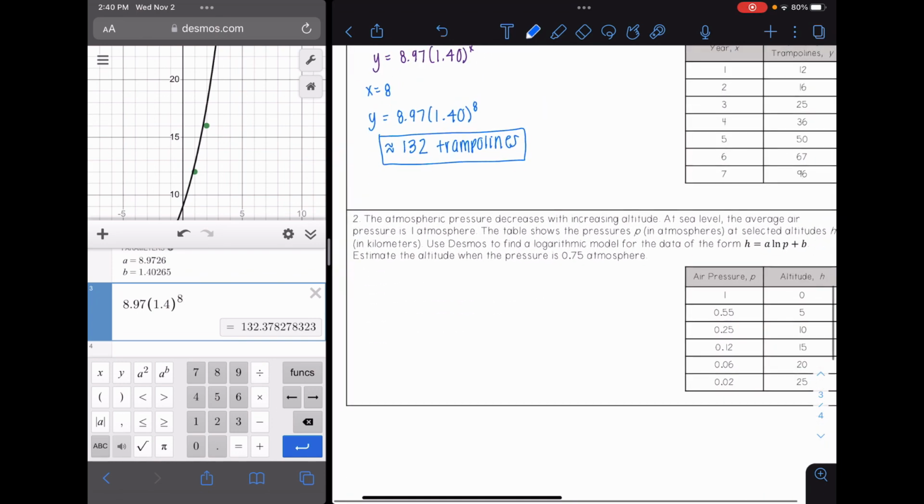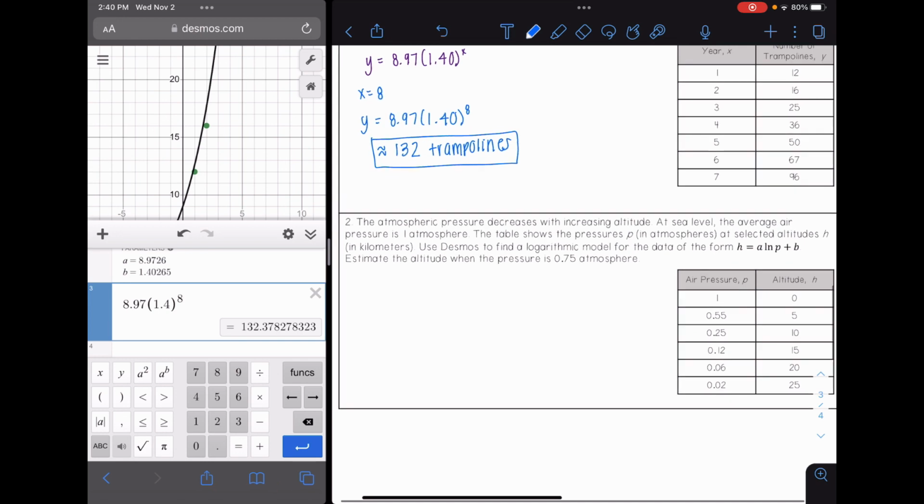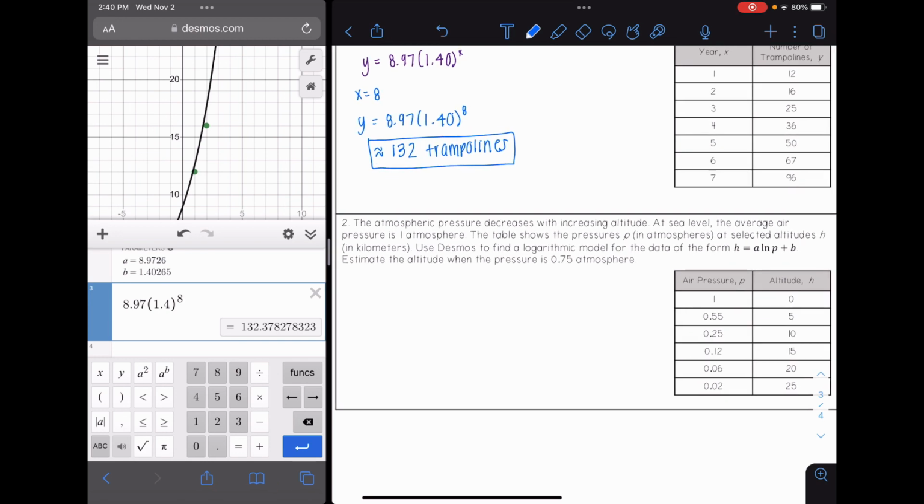Okay, let's look at the next one. So the next one says the atmospheric pressure decreases with increasing altitude. At sea level, the average air pressure is 1 atmosphere. The table shows the pressures P in atmospheres at selected altitudes H in kilometers. Use Desmos to find a logarithmic model for the data of the form H is equal to a natural log of P plus b. Estimate the altitude when the pressure is 0.75 atmosphere.